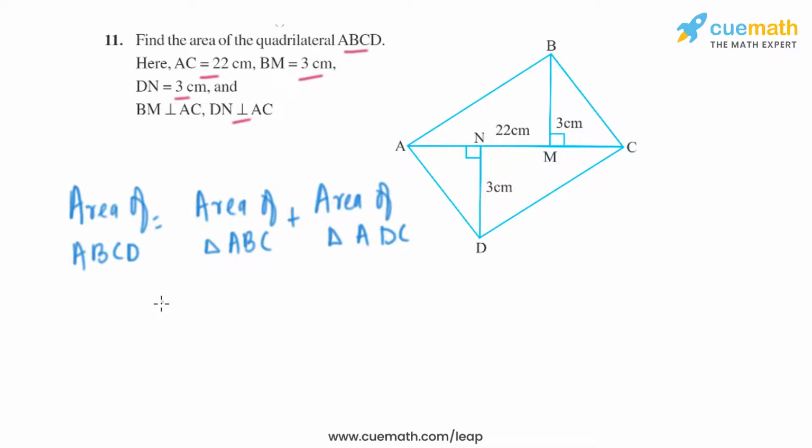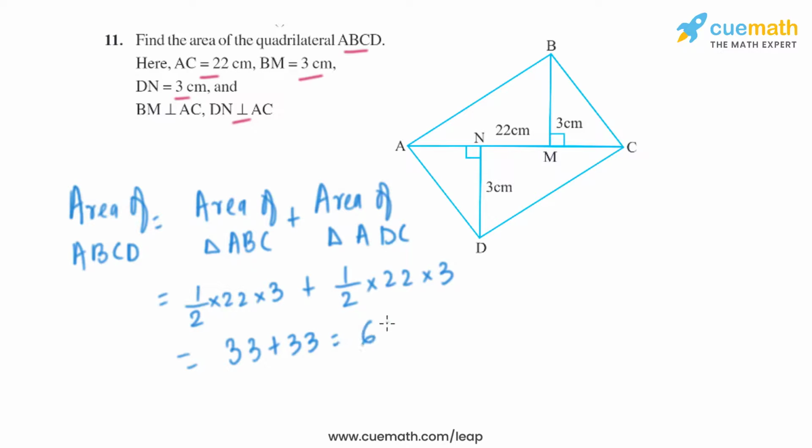Now we know the formula to find the area of a triangle, that is half into base into height. So the area of triangle ABC will be half into 22 into the height, which is 3, plus the area of triangle ADC, which will be half into 22 into 3. So on solving this we will get 33 plus 33, which is the same as 66. So it will be 66 square centimeter. That will be the area of quadrilateral ABCD.